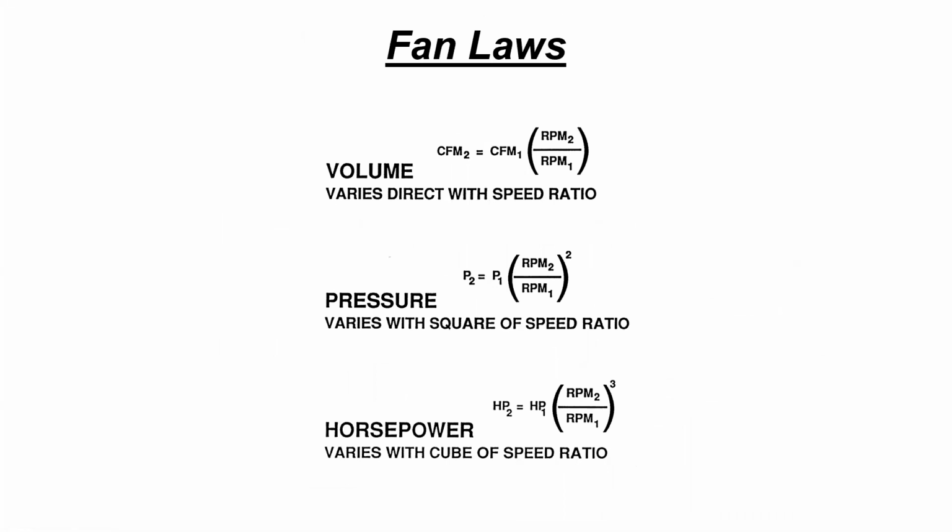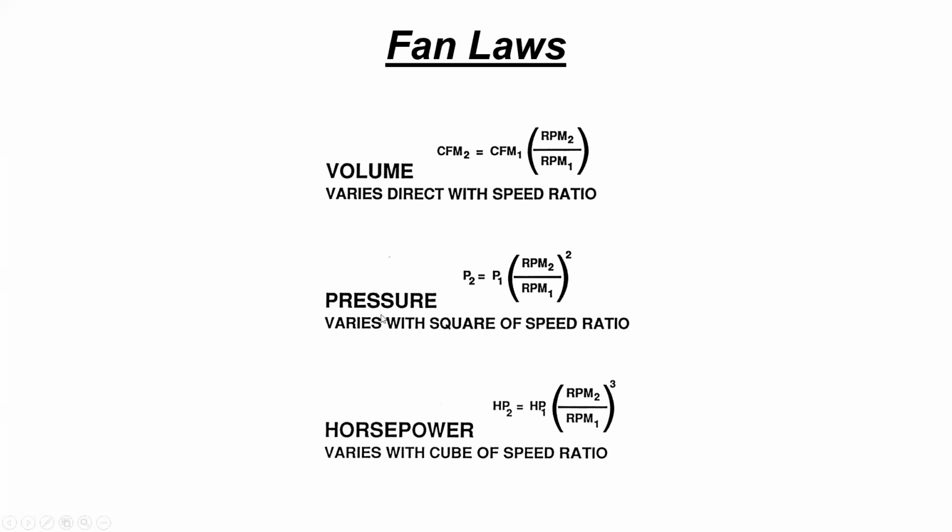Let's review the fan laws. There are three equations on fan laws, which are very important. One is that the volume of air varies directly with the speed ratio of the fan. So if we bring the rotational speed of the fan down 10%, we are decreasing the volume of air 10%. So it's a linear relationship.